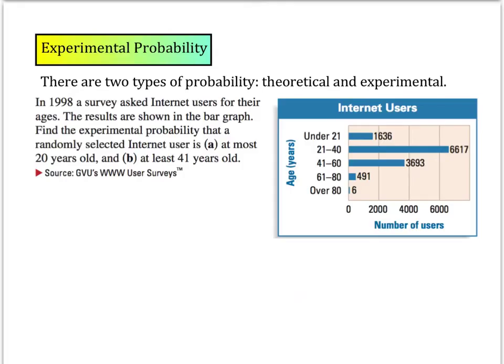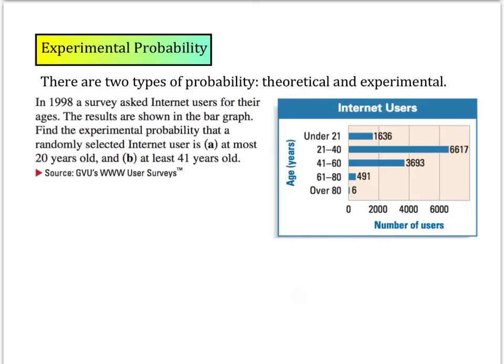So I said at the beginning of the video there's going to be 2 types of probability. There's going to be theoretical probability and experimental probability. In experimental probability, we're going to have to look at more factual information, such as information we get from conducting a survey or looking at the history of a certain event. So let's look at the history about internet users. So in 1998, a survey asked internet users for their ages. The results are shown in the bar graph. Let's find the experimental probability that a randomly selected internet user is A, at most 20 years old, and B, at least 41 years old.